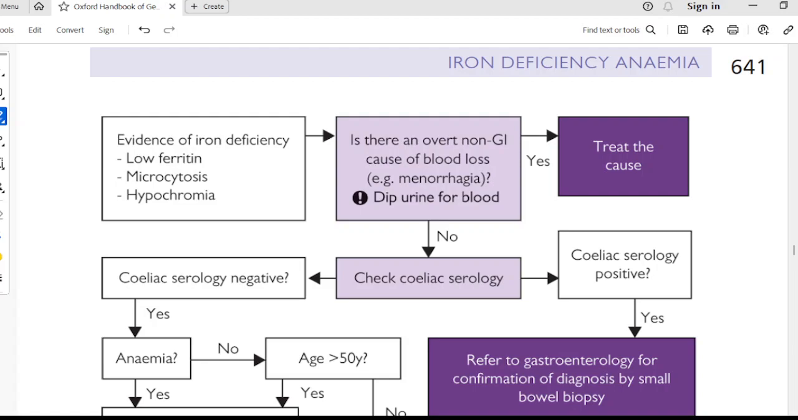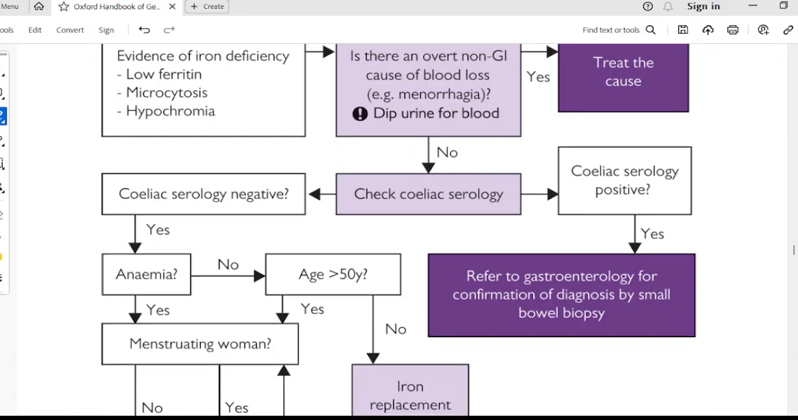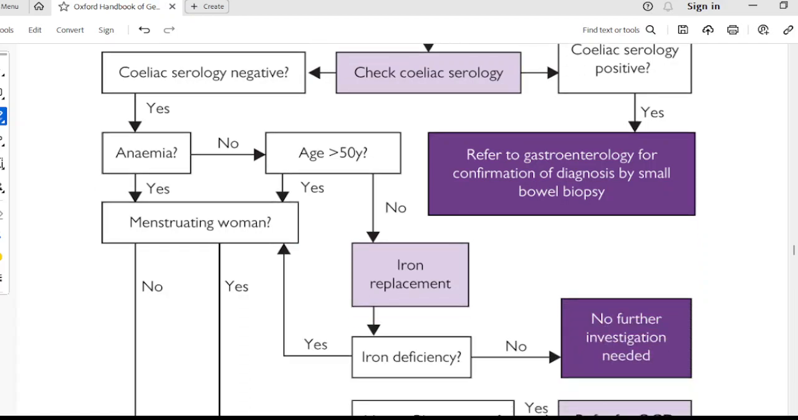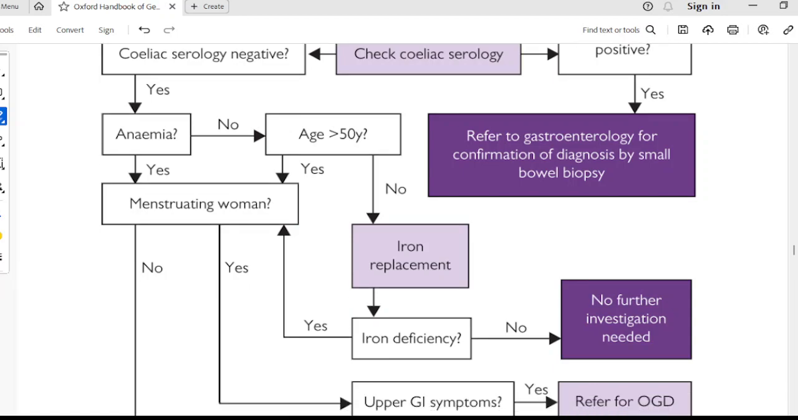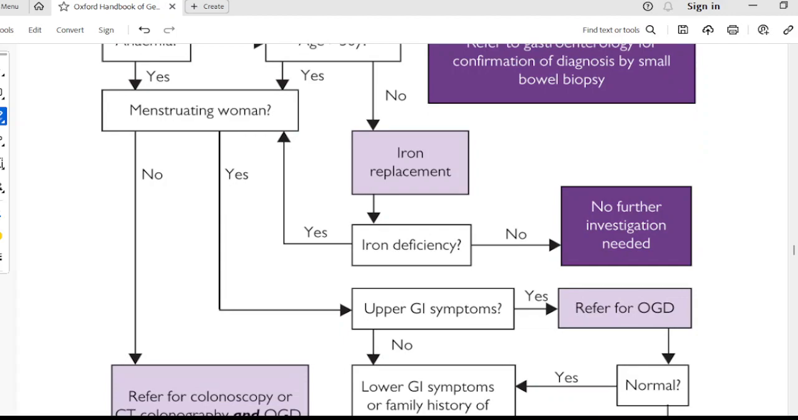If celiac serology is negative, then we have to rule out why the patient has anemia. If celiac serology is positive, refer to gastroenterology for confirmation of diagnosis by small bowel biopsy. So in case your celiac serology is negative, and there is anemia, and a menstruating woman, with upper GI symptoms.